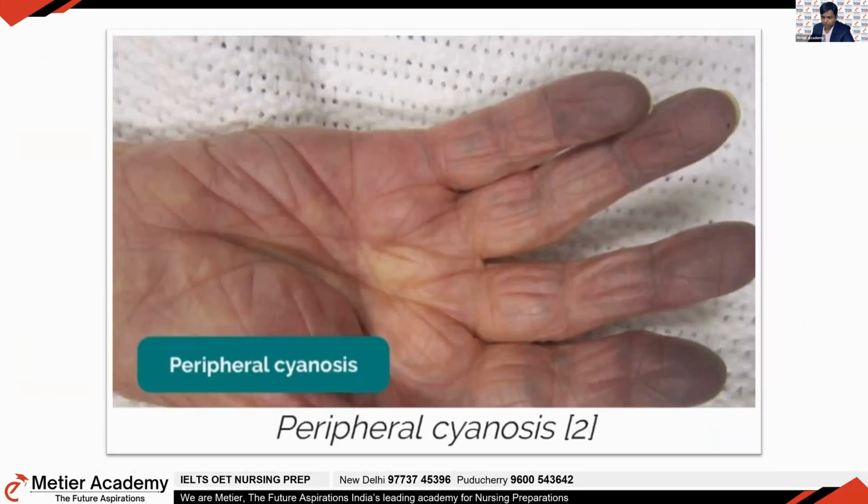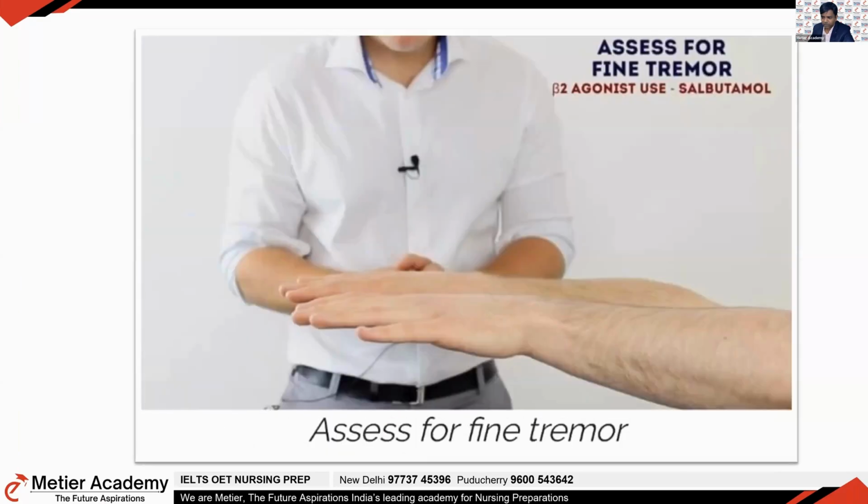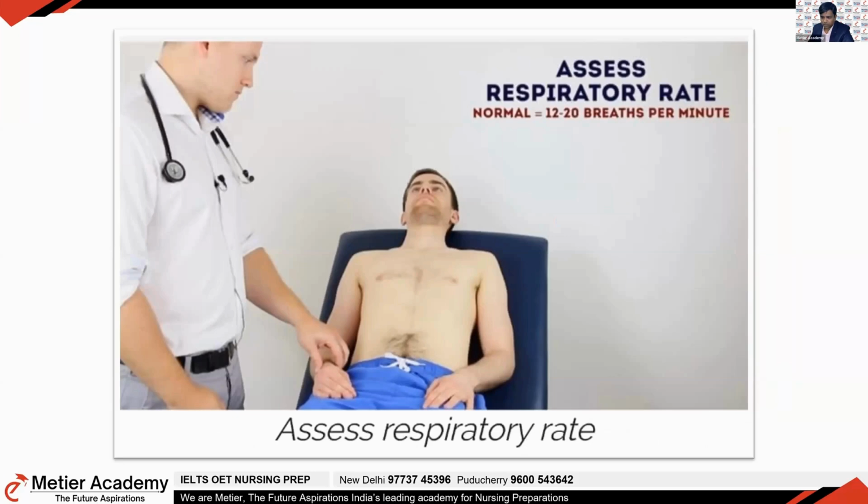Yes, apart from the images, this we can also complete. So now, respiratory rate assessment. You are informed to assess the respiratory rate. In which position should the patient be? Same as lying. This is the common position.